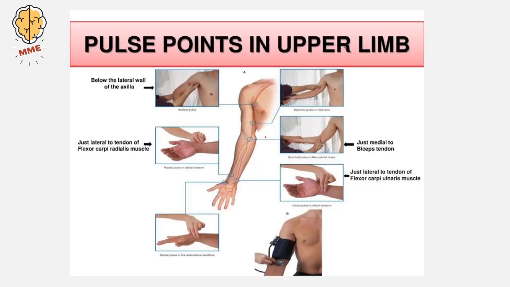These are the pulse points you might learn in physiology, but also look at this. This is the axillary pulse, this is the radial pulse in the anatomical snuffbox. What is the content of the anatomical snuffbox? The radial artery. This is the brachial pulse in mid-arm, the brachial pulse in the cubital fossa, and this is the ulnar pulse.